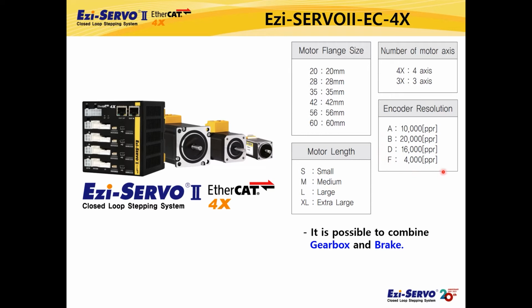The encoder resolution can also be selected as shown in the table. Gearbox and brake specifications are also available. A gearbox and a brake can be applied from a NEMA 17, 42mm size motor, to a NEMA 24, 60mm size motor. Gearboxes are planetary gearboxes. The brake is a non-excitation type that activates when the power goes off. For example, you can use it to prevent the Z-axis load from falling. Please refer to the catalog for details.